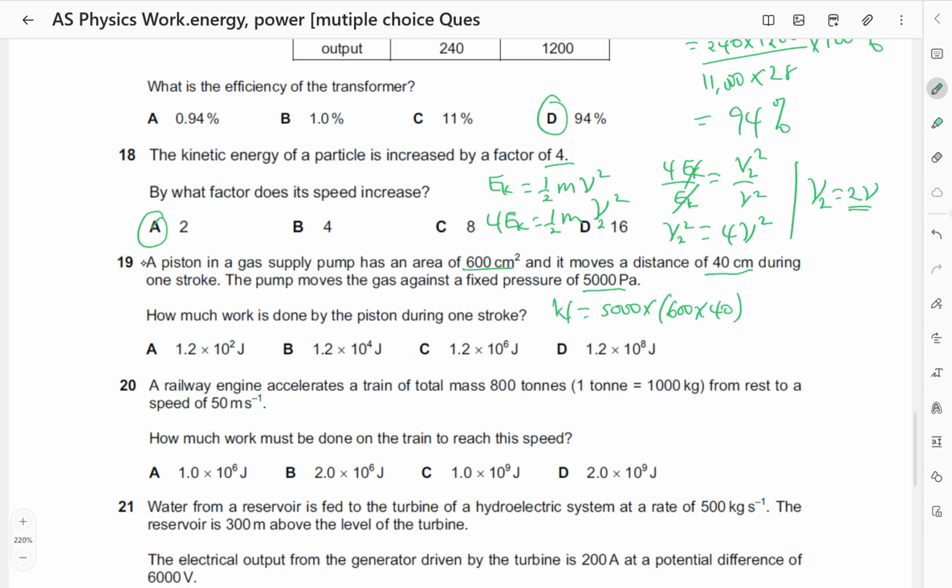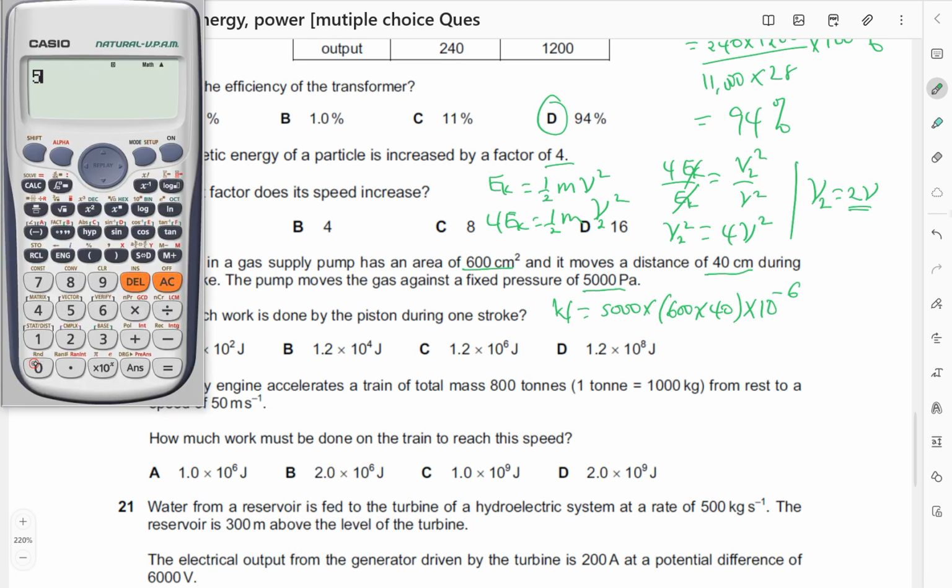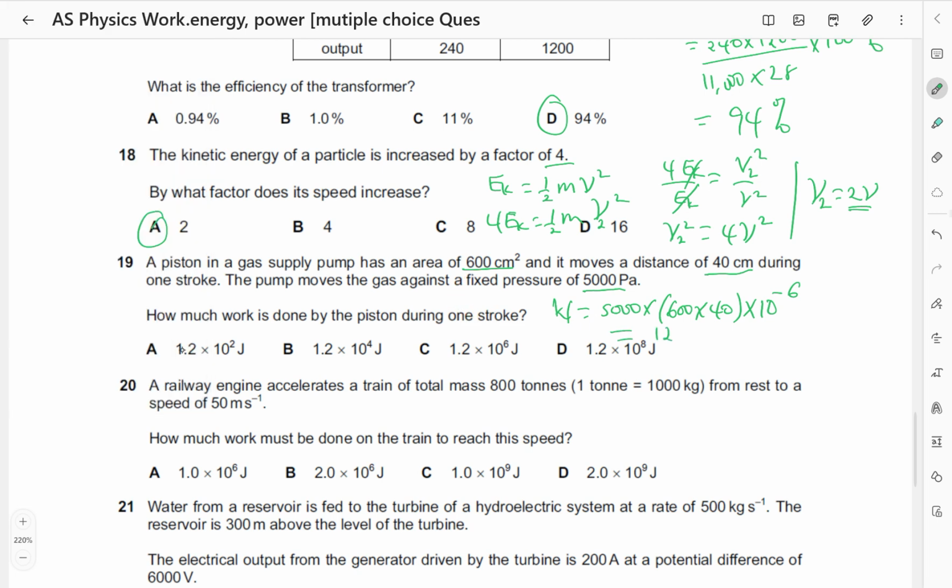Because it is in centimeters cubed, I'll multiply by 10 power negative 6 to change it to meters cubed. 5,000 times 600 times 40 times 10 power negative 6. That is 120. So the work done is 120 joules, which makes the answer to be 1.2 times 10 power 2 joules.